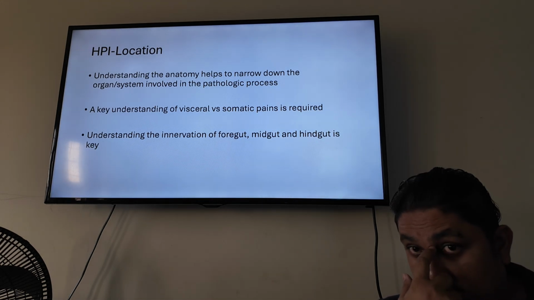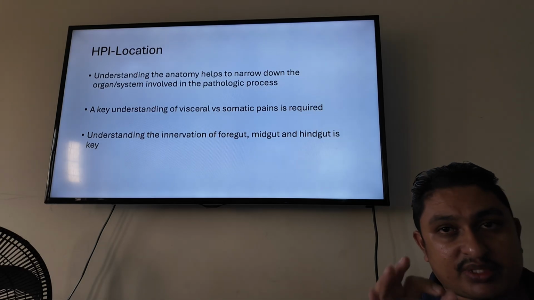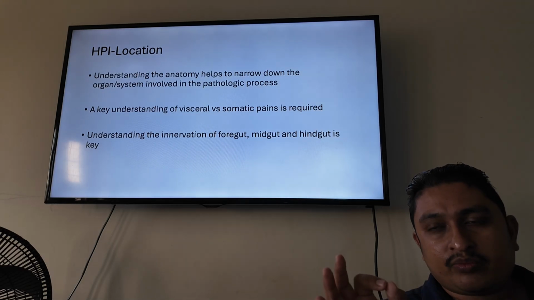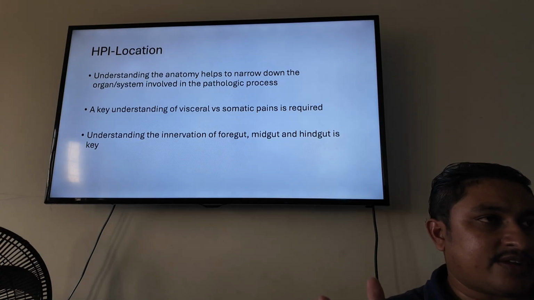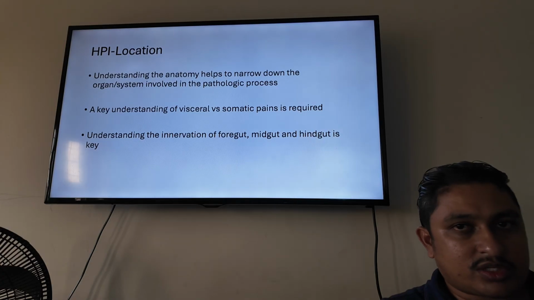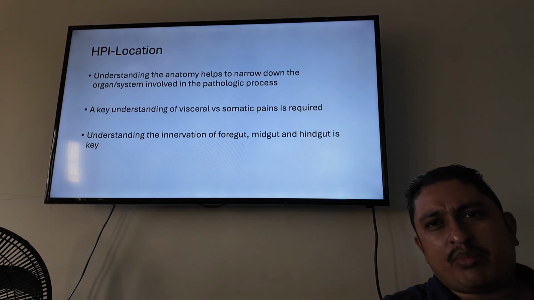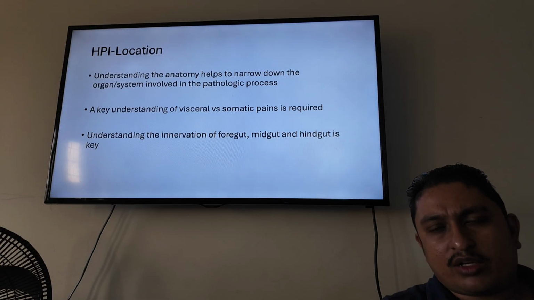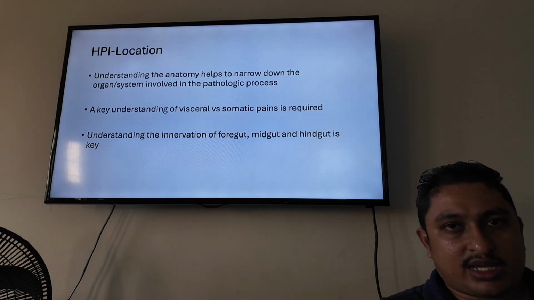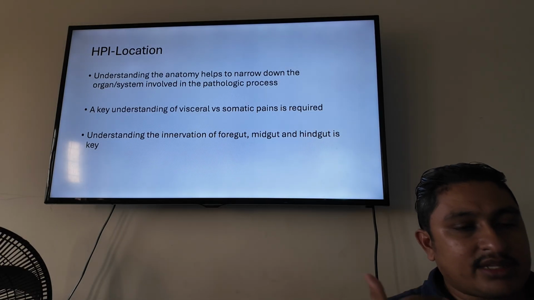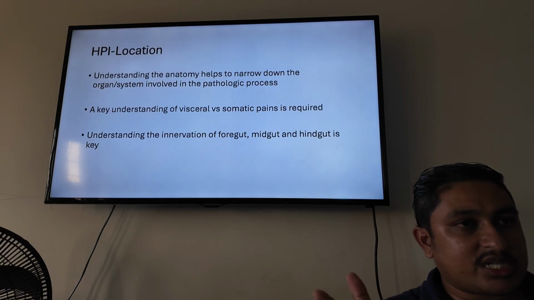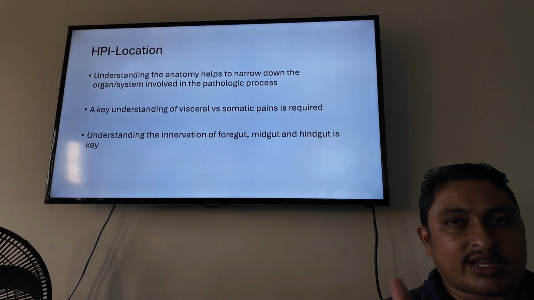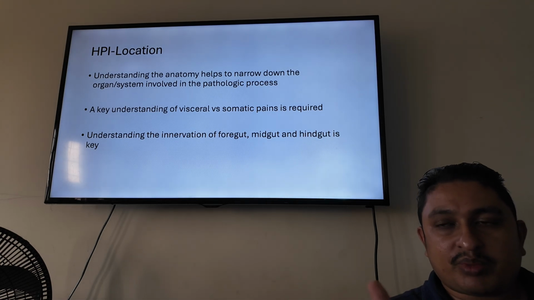Somatic pain is very, very specific, very pinpoint. A good example of that is a patient with appendicitis. When they have that visceral pain from the swelling of the appendix and the surrounding serosa, they have periumbilical, sometimes generalized right lower quadrant pain. But as soon as that parietal peritoneum becomes inflamed from the tip of the appendix or whichever part of it, you start to get very pinpoint McBurney's pain, right?